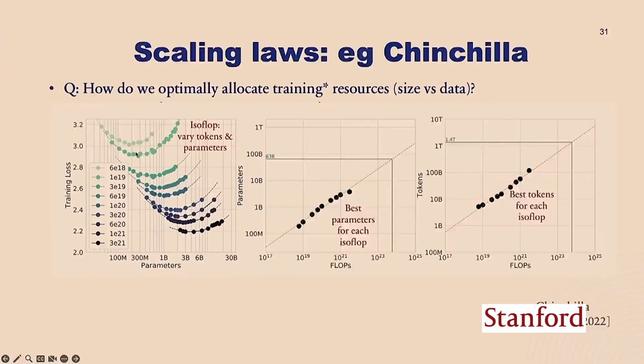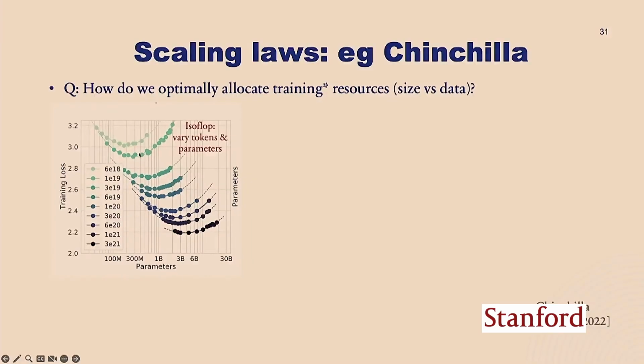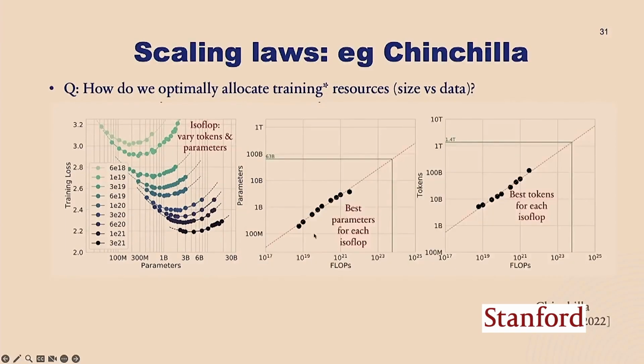Once you have the best one for each of those curves, you can plot how many FLOPs it was and which curve you were on, and how many parameters you actually used for training at that specific point. You put that on the log scale again, and now you fit a scaling law again. So now I have something which tells me if I want to train a model of 10 to the power 23 FLOPs, here's exactly the number of parameters that I should be using: 100B.